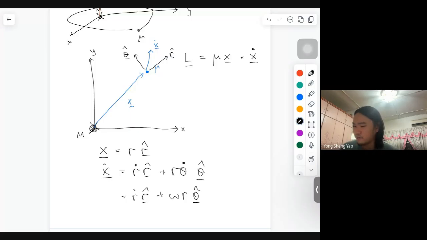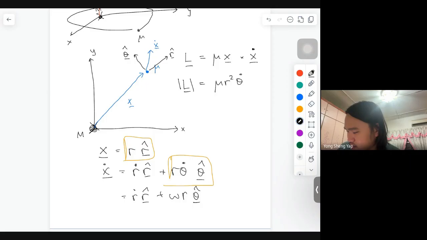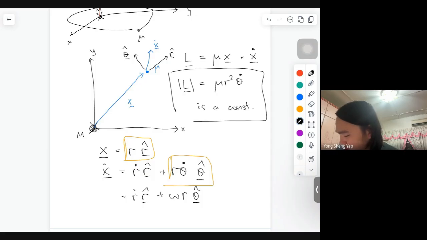So if you take the cross product between x and x dot, the only possible thing that can come up is the product of this term, and because r cross r is 0, the only product is this term. And you can write that the angular momentum of the particle is outside of the plane, and its magnitude is basically mu r squared theta dot. And remember, this is a constant of any two-body systems with mutual interaction.